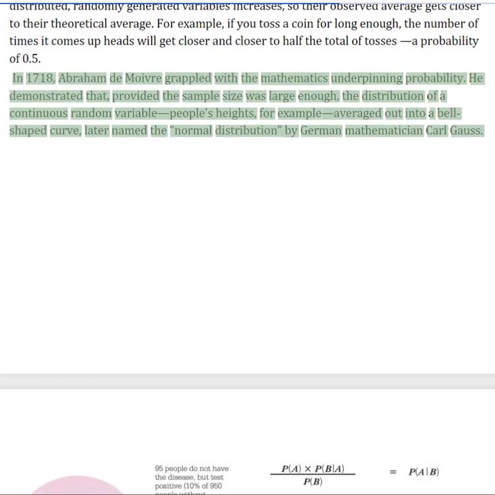In 1718, Abraham de Moivre grappled with the mathematics underpinning probability. He demonstrated that, provided the sample size was large enough, the distribution of a continuous random variable, people's heights, for example, averaged out into a bell-shaped curve, later named the normal distribution by German mathematician Karl Gauss.